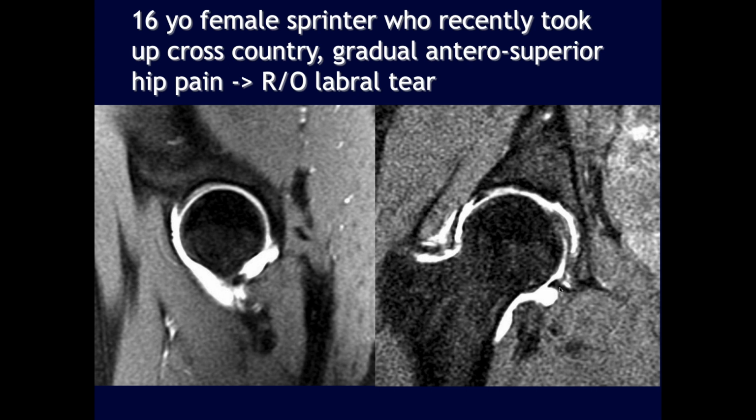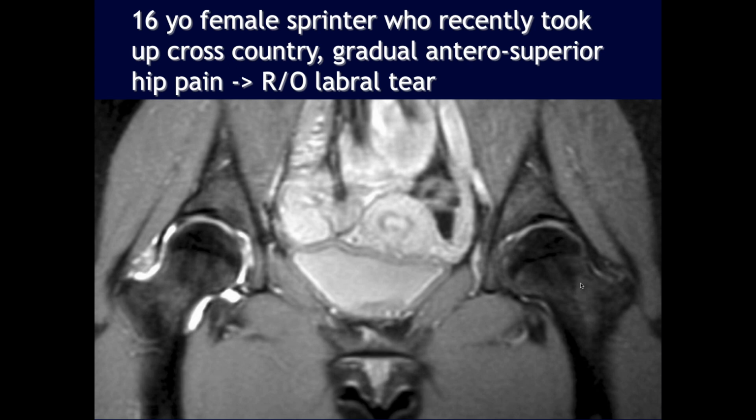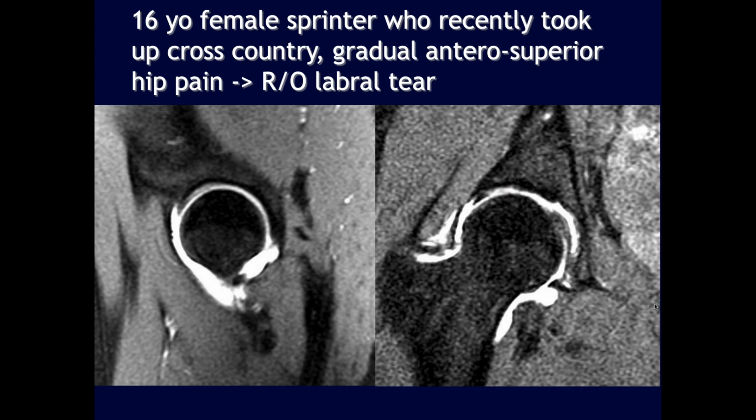That's got me a little confused. So a 16-year-old female sprinter who recently took up cross country, gradual anterosuperior hip pain, rule out labral tear. The anterosuperior labrum actually looks okay, but I'm looking inferiorly. Inferiorly, though, it kind of looks like the prior case, although the ligamentum teres looks fairly thin, it doesn't look too bad.